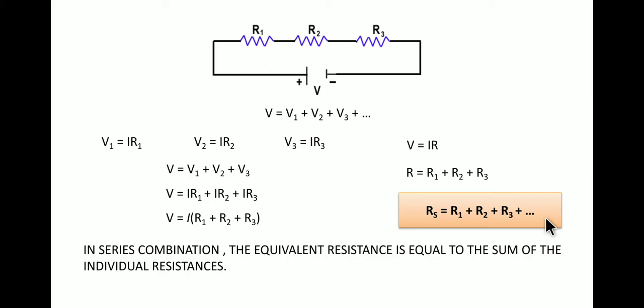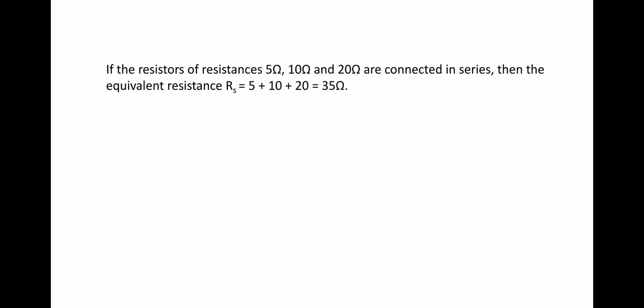So let's take an example of how this is calculated. It's very simple. If resistors of resistances 5 ohm, 10 ohm and 20 ohm are connected in series, then the equivalent resistance Rs will be equal to, just simply add 5 plus 10 plus 20, the resultant is 35 ohm. So the equivalent resistance when they are connected in series will be equal to 35 ohms.